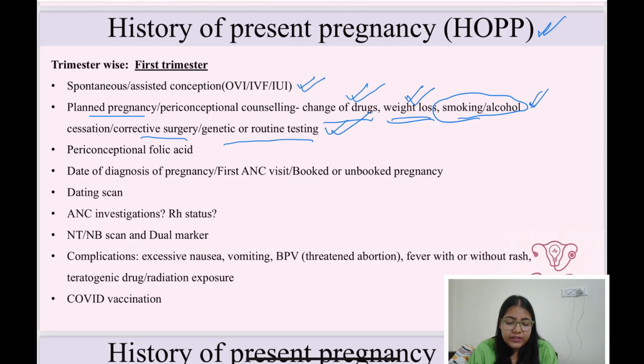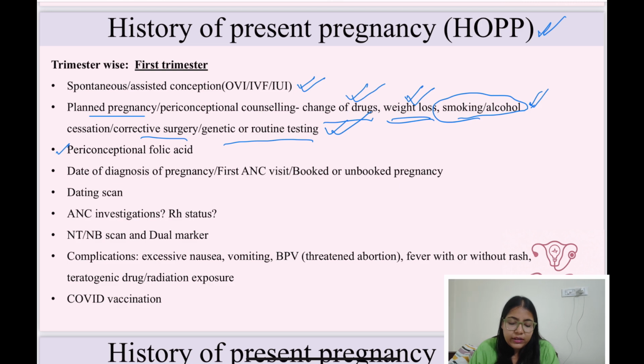If there was a history of periconceptional folic acid, if the patient had taken folic acid like 1 month or 3 months before conception; if not, then when she had started taking it, only after being UPT positive or doing the ultrasound or having her first visit, then she had started taking.